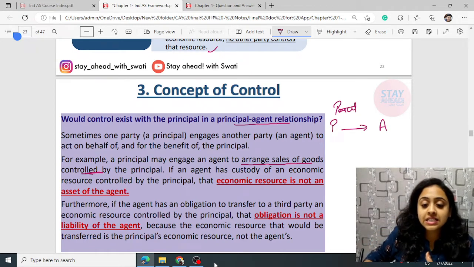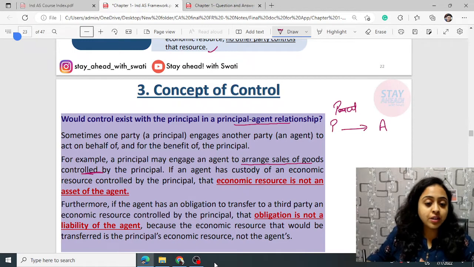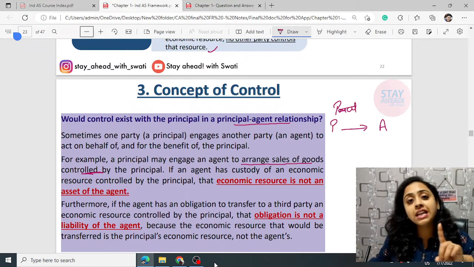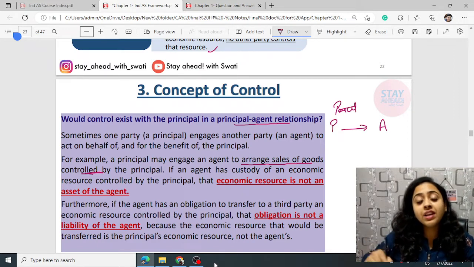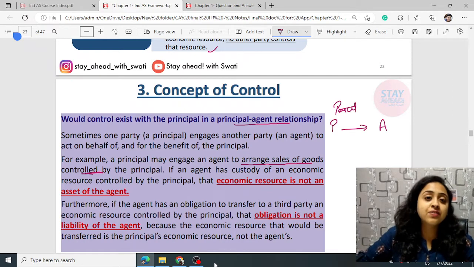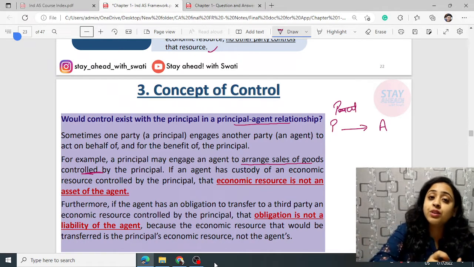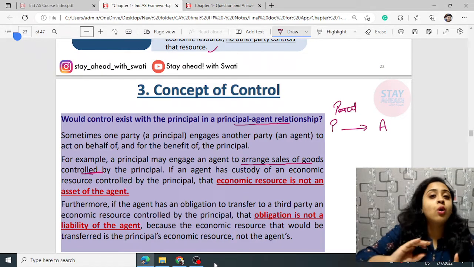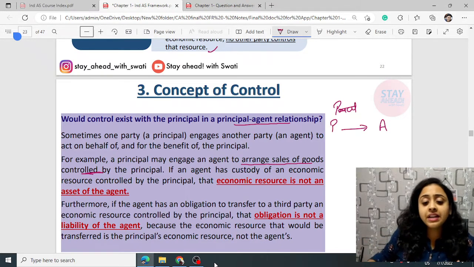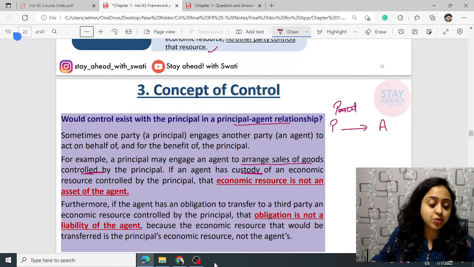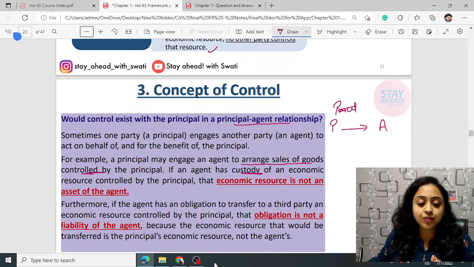If an agent has custody of economic resources controlled by the principal, that economic resource is not an asset of the agent. Since the control still lies with the principal, even if the agent has custody, the physical possession of it, the asset will be recorded in the books of accounts of the principal and not the agent. Read it again: even if the agent has custody, that is physical possession, of an economic resource controlled by the principal, that economic resource is not an asset of the agent.